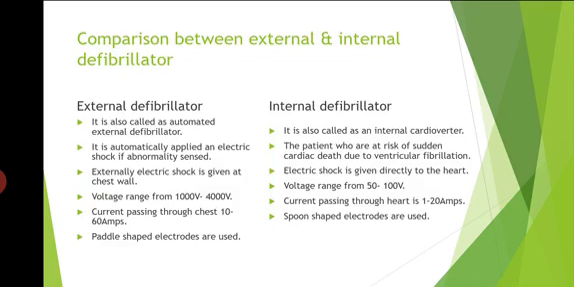Now we will see the comparison between external and internal defibrillator. This comparison you are getting for 5 marks. The external defibrillator is also called an automated external defibrillator. The internal one is also called an internal cardioverter. The external one automatically applies an electric shock if an abnormality is sensed. The internal one is for patients who are at risk of sudden cardiac death due to ventricular fibrillation.